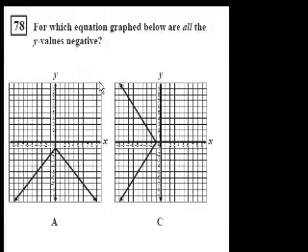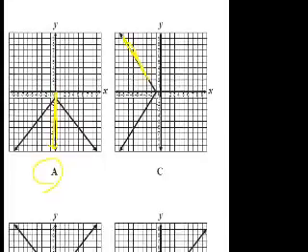If all the y values are negative, we have to stay below the x-axis, right? This is where all the y values are negative, right there. So this one seems to work. A seems to work, right? Here, these aren't negative y values. These are positive y values. I didn't even copy and paste all of these, but I can already see these are positive y values. These are positive y values. So A was the answer.